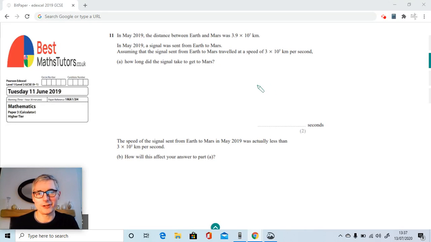Currently going through the higher tier paper 3 from 2019 from Edexcel, and this is question 11, and we're going to cover all the questions.